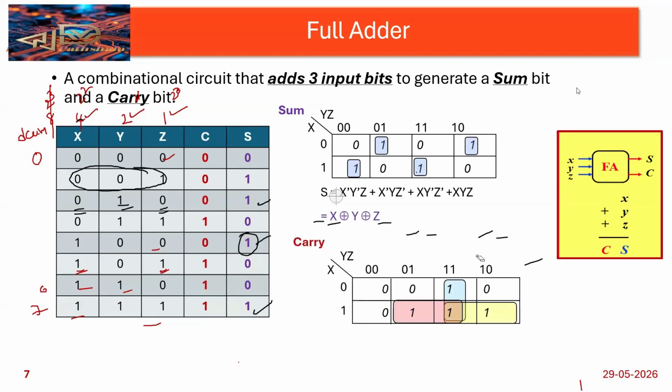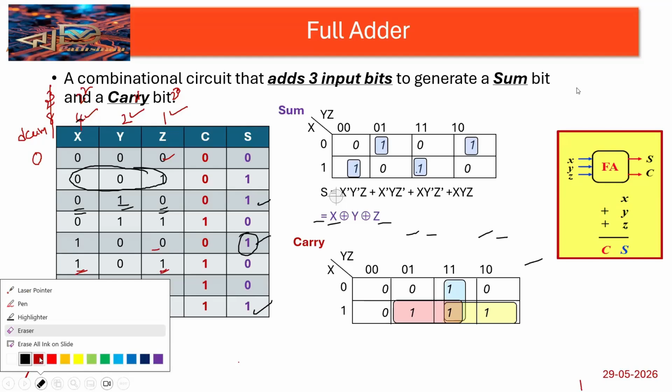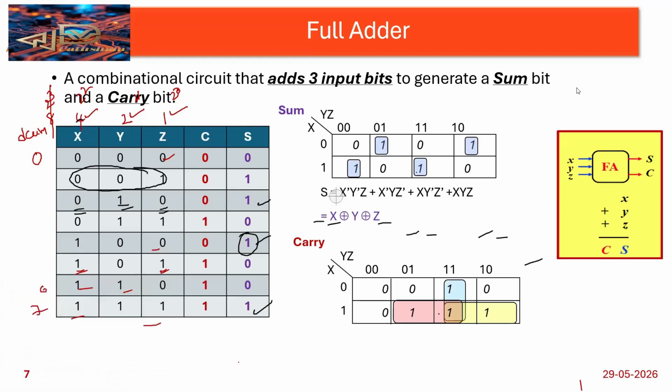Okay, again K-map for carry. For carry, here we are forming the pairs. How we are forming the pairs: see, this is one pair we can form. Both are near, right? Side by side we are sitting together, then a pair we can form. And these two are also a pair we can form, and these two are also a pair we can form.